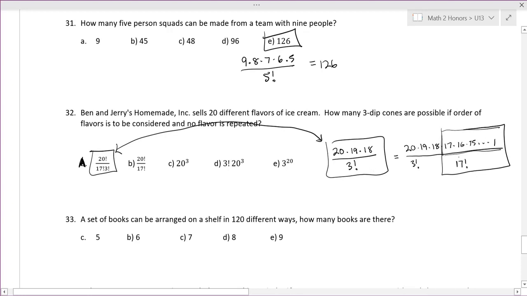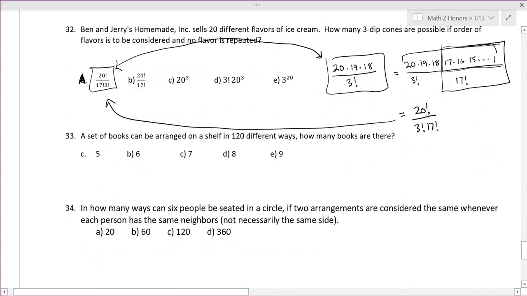You can multiply the top and the bottom by the same number and the fraction's equivalent. So by doing this, notice now the top goes from 20 all the way down to 1, so that's 20 factorial, and the bottom has 3 factorial, 17 factorial, which is exactly what we have here. It's okay if you don't make that connection. Just use your calculator, plug it in, see what each one's equal to, and see that they're both the same.